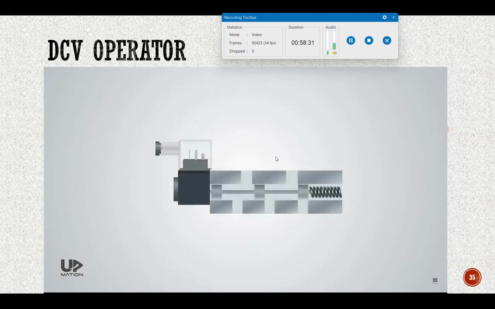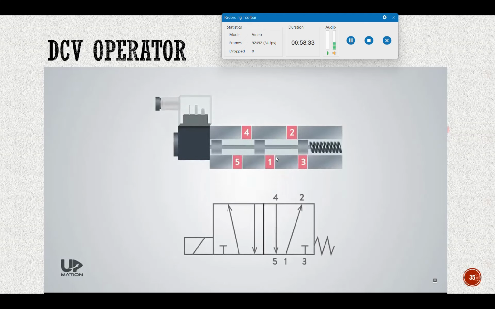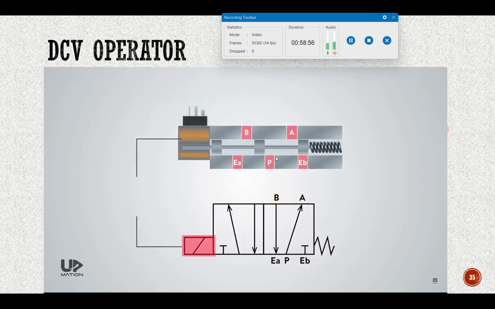As I've mentioned, this valve has 5 ports, and this is the ISO designation of the ports, which is a common practice. But sometimes you may see an alternative designation of the ports in DCVs by alphabets. Indeed, the P is for power or pressure that comes from the air source. The EA and EB are for the exhaust ports, and the A and B are the output ports to or from the actuator. This is the sign for the electric solenoid, and this one is for the spring return.